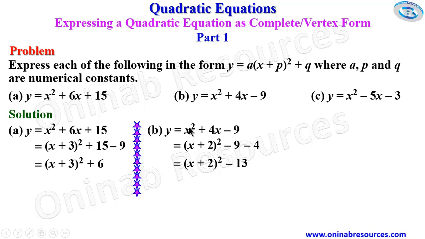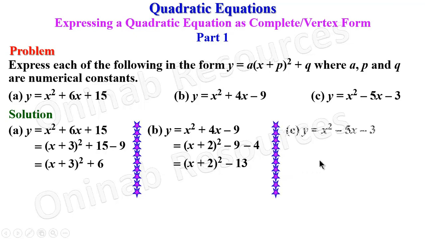Remember again, the coefficient of x squared here is also 1, so our a is automatically 1. Here our p is 2 and our q is negative 13. So we go to part c of the problem. y equal to x squared minus 5x minus 3. In the same way, we have our bracket open.